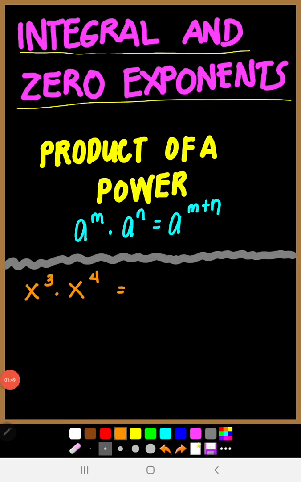Second example, x cubed times x raised to 4, that is equal to, again, we have the same base. Our base is x, so all we have to do is just copy the base, which is x, and then add the exponent, 3 plus 4. So our final answer is x raised to 7.